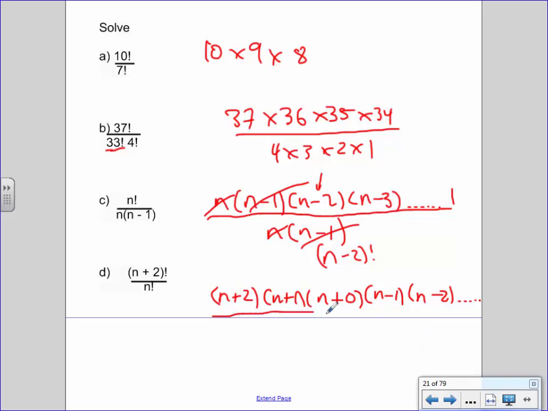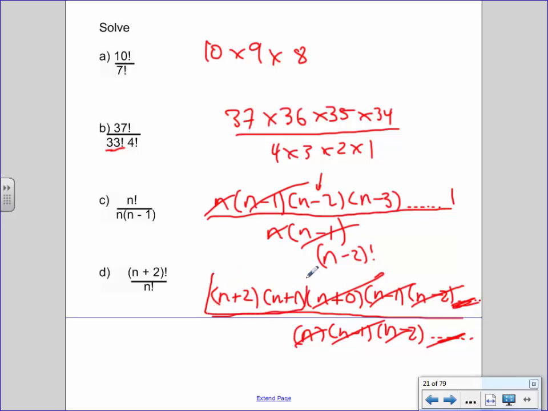Okay, now for the bottom of the fraction. What does n factorial mean? Start with n. Then do n minus 1, then do n minus 2, and just keep doing that forever. What cancels? This and this would cancel. This and this would cancel. This and this would cancel. And the doing it forever, I guess, would cancel. So what are you left with? That's what you're left with.